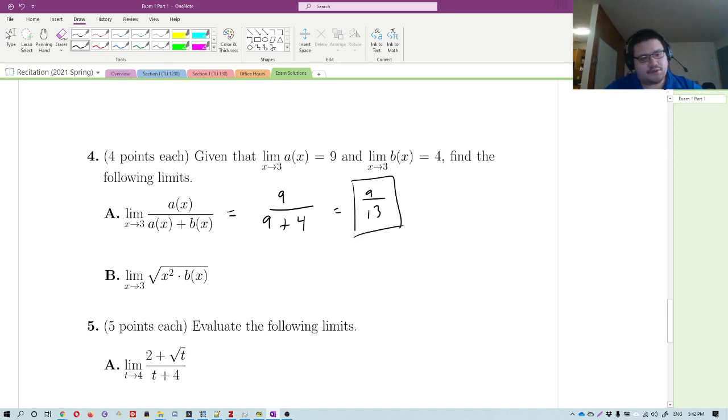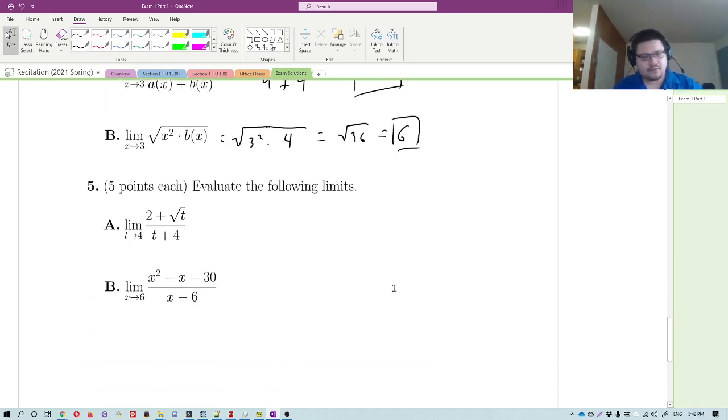For b, similar thing. So first you would pass the limit through the square root function, and then you split it over the product, and then you push it into the squaring. So you're going to end up with the square root of 3 squared times limit of b, which is 4. 9 times 4 is 36. And so you get 6.